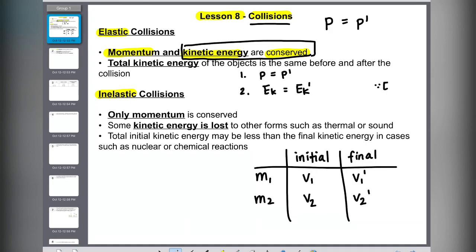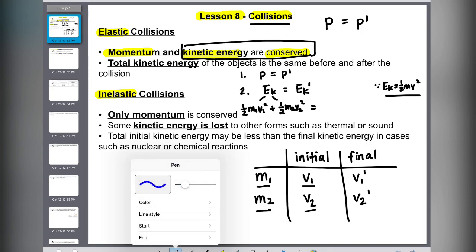And then we've got 2 objects, right? The equation for kinetic energy is half mv squared. We know the initial kinetic energy is made of the energy from the 2 objects, m1 and m2, with initial speeds v1 and v2. So the initial kinetic energy would be half m1 v1 squared, and then the second object will have half m2 v2 squared. That's the first side.